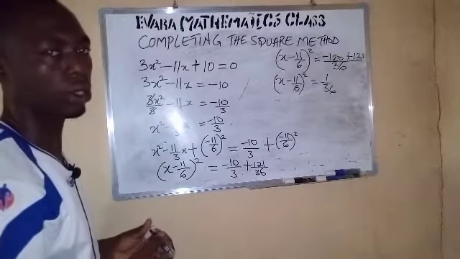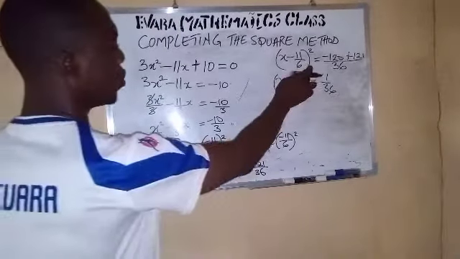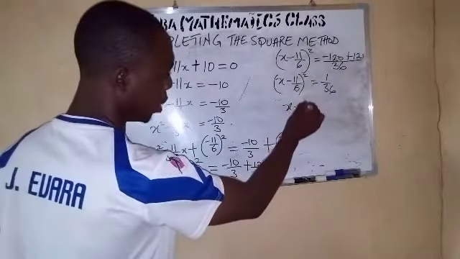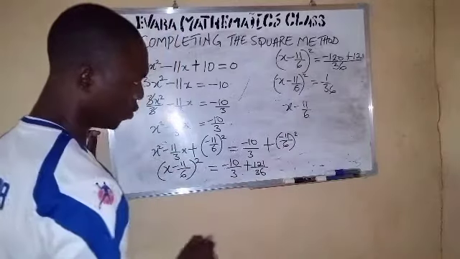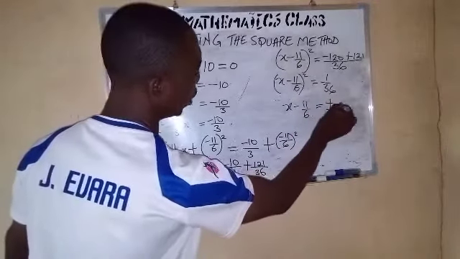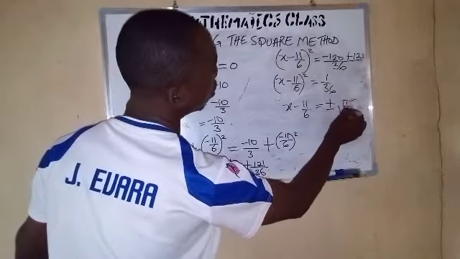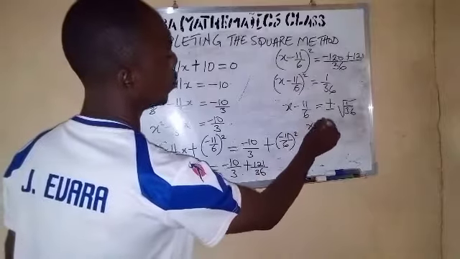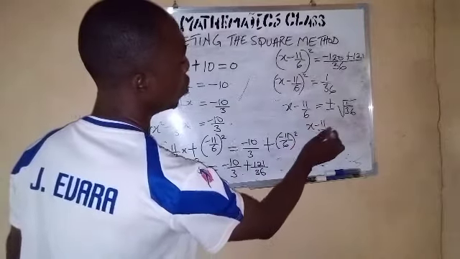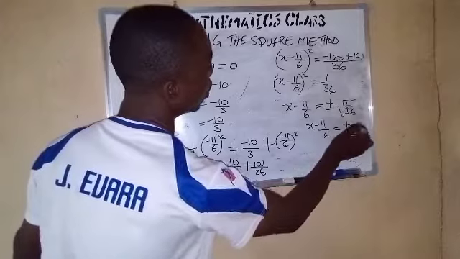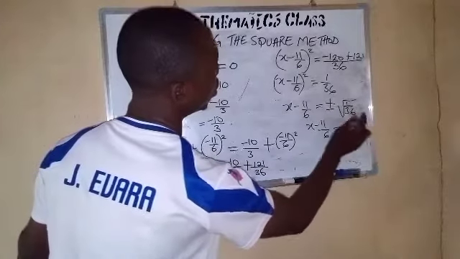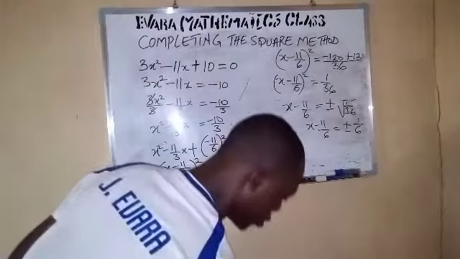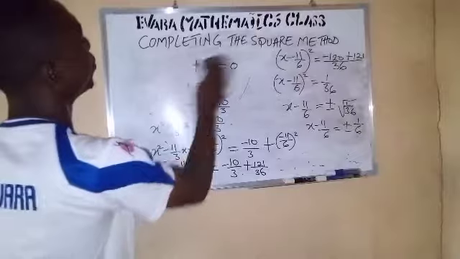So now we are going to take square root on both sides. If you take square root on both sides, the square root will cancel this way. You will be left with x minus 11 over 6 is equal to plus or minus square root of 1 over 36. So that means x minus 11 over 6 is equal to plus or minus square root of 1 is 1. Square root of 36 is 6. Let's continue from here.